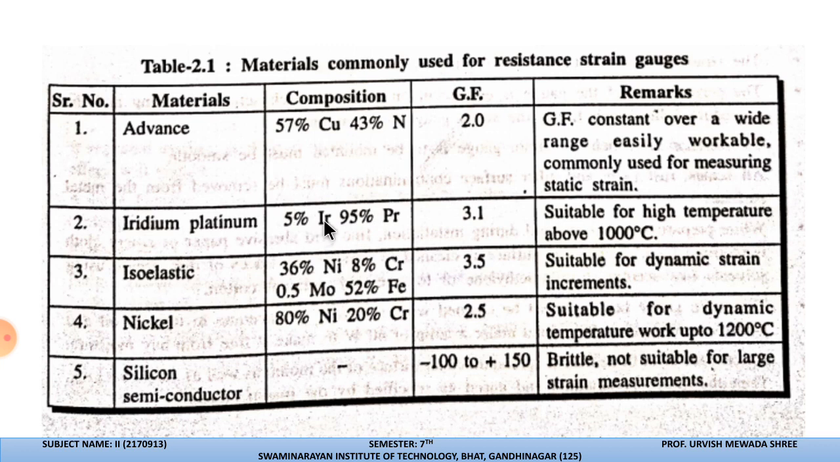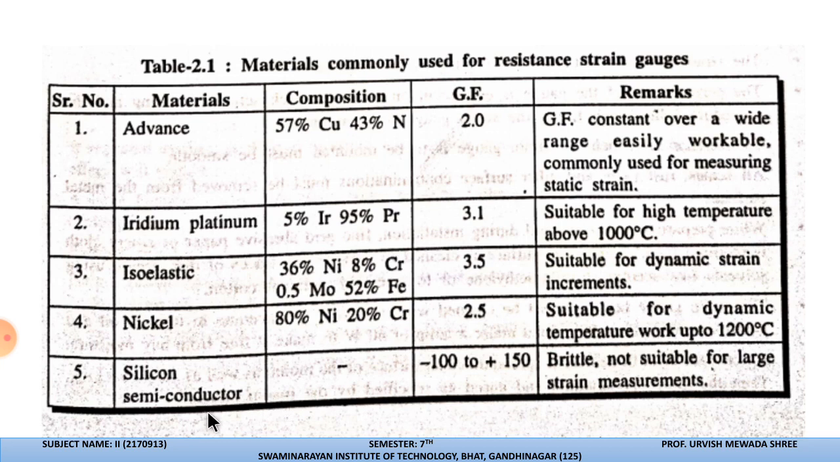Such kind of materials which are used for the strain gauge can be asked in your GTU exam. So just remember this composition. And the gauge factor of this iridium, platinum is 3.1, so it is suitable for higher temperature above 1000 degrees centigrade. Then isoelastic, this is the composition of the isoelastic, and the gauge factor is 3.5, so it is suitable for dynamic strain measurements. Then nickel, it has gauge factor 2.5, so it is suitable for dynamic temperature work up to 1200 degrees centigrade.